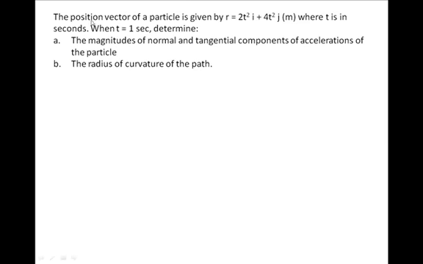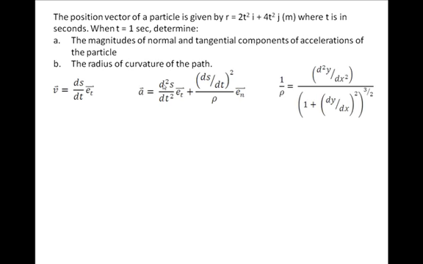Okay, next problem. This says the position vector of the particle is given by r is equal to 2t square i plus 4t square j, where t is in seconds. When t is 1 second, determine magnitude of normal and tangential component acceleration of particle and radius of curvature of the path. See, first, we all know that since we want tangential and normal component of acceleration, we got to use this formula. So first we start with given r.